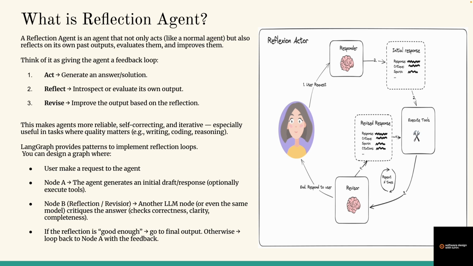LangGraph provides patterns to implement reflection loops. You can design a graph where the user makes a request to the agent, as you can see here. The user makes a request, it makes an LLM call and generates an initial response. Then it can optionally execute tools. Then a reviser evaluates that initial response. If it looks good, it will end the loop. If it does not look good, it will continuously repeat here until the result is satisfactory. We'll come to that in more detail when we implement.